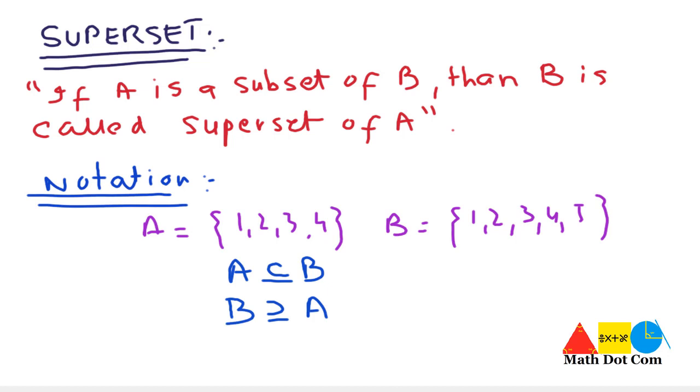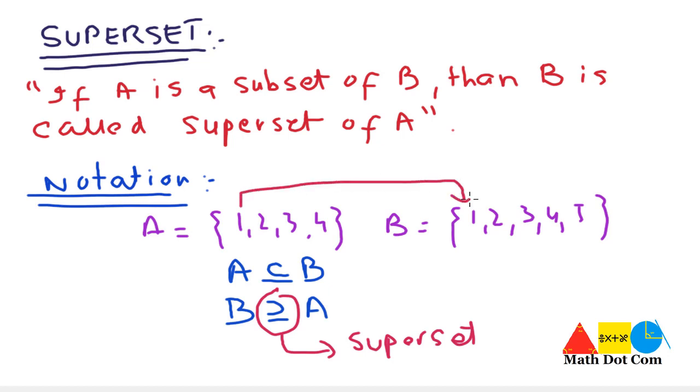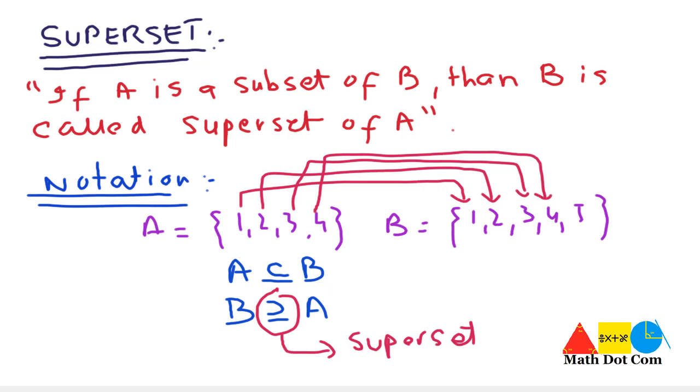So this is the symbol of superset, right? This is how we represent a superset and differentiate it from the subset. As A is the subset of B, every element of A is in B. This condition is satisfied, then you can say that B is a superset of A.